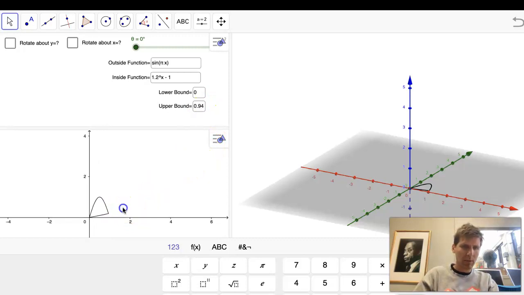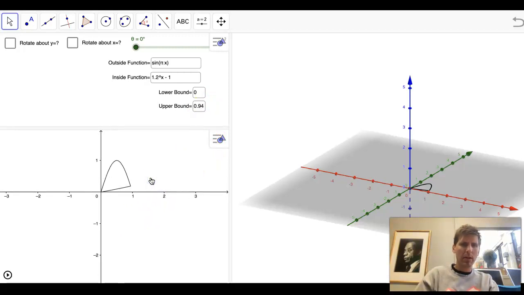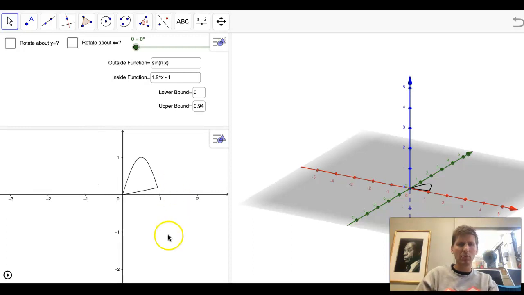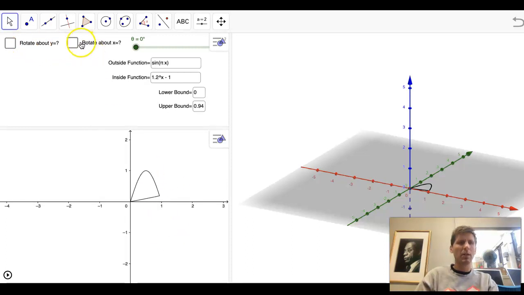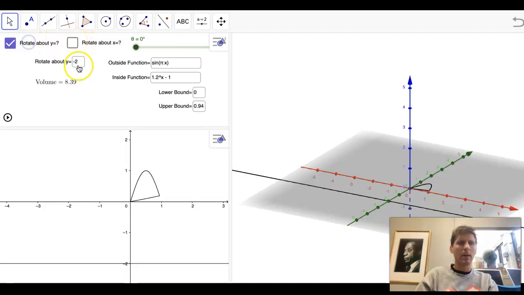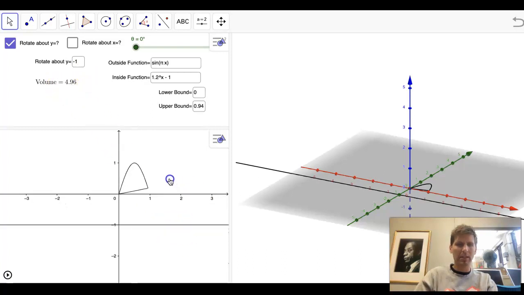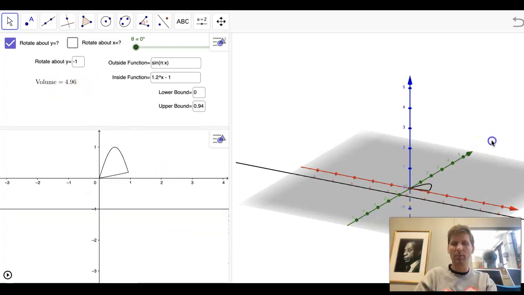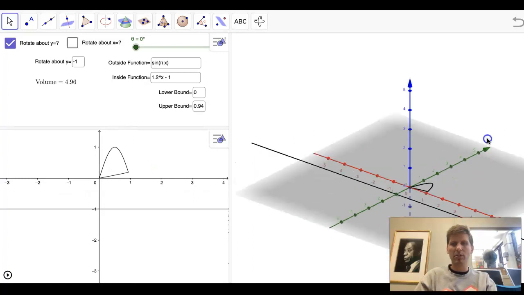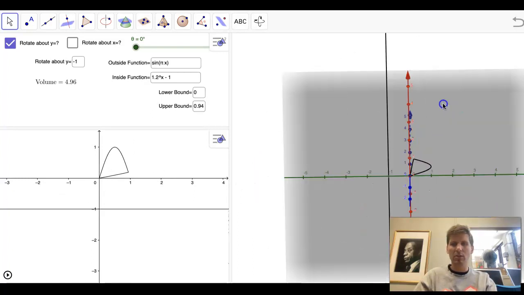I think I want to zoom in a bit. What's going to be quite nice about this, it'll give us a nice visualization. So we want to rotate this. It was about the line y equals -1, right? It already tells us the volume. This automatically calculates it. That's the answer we had gotten in class, if you remember. But let's try to check this out using this.